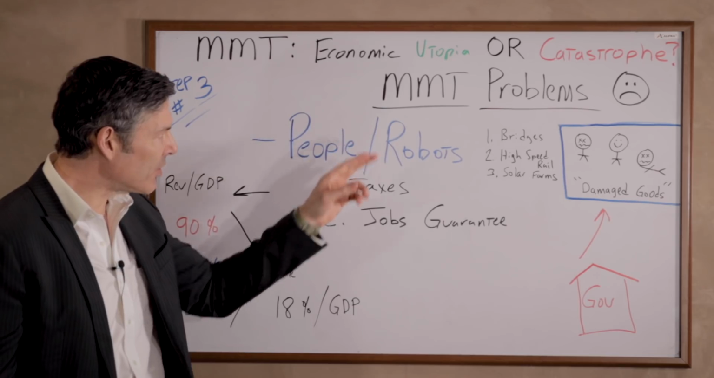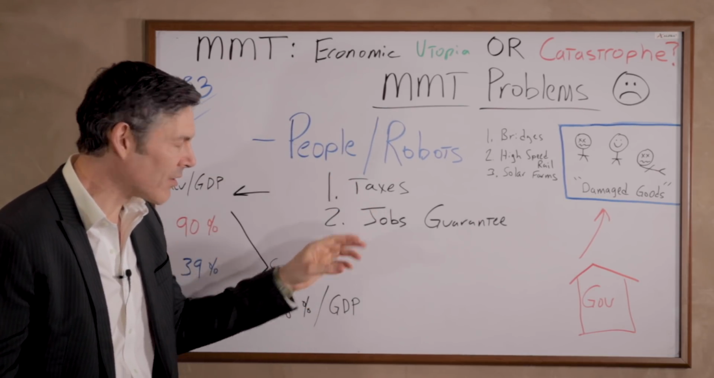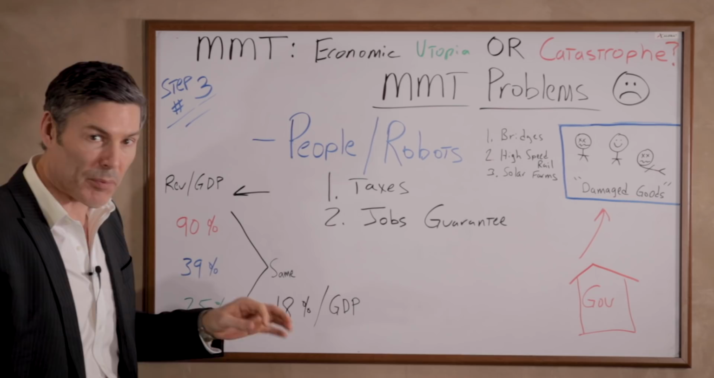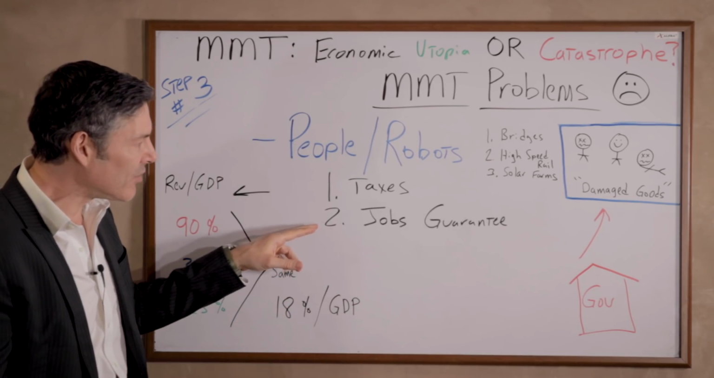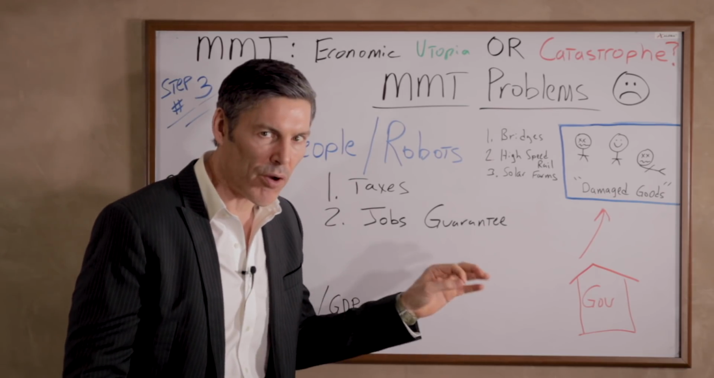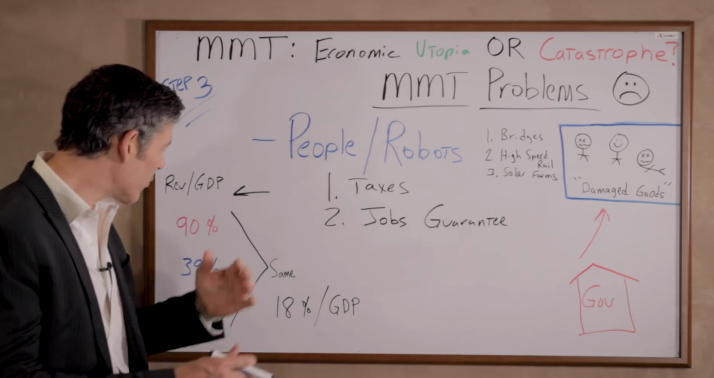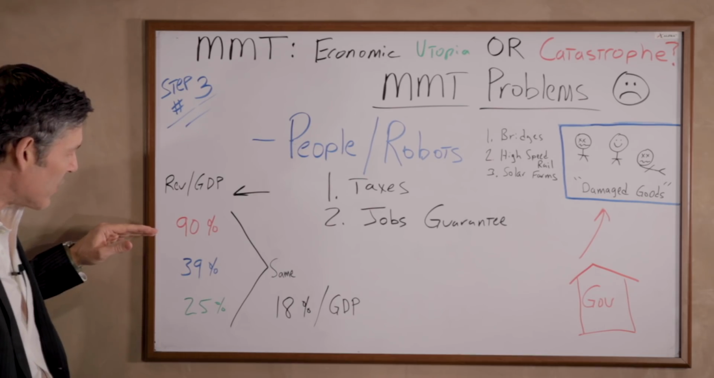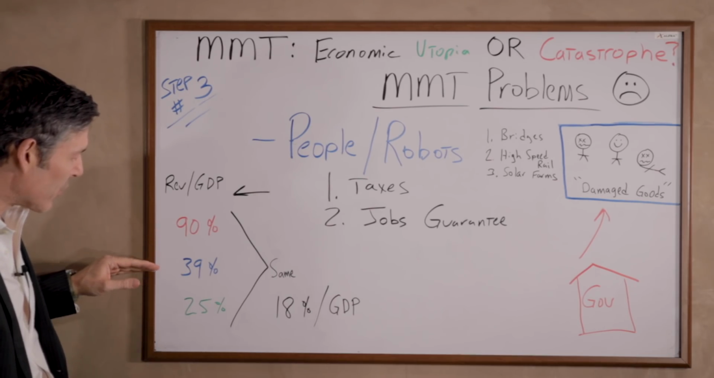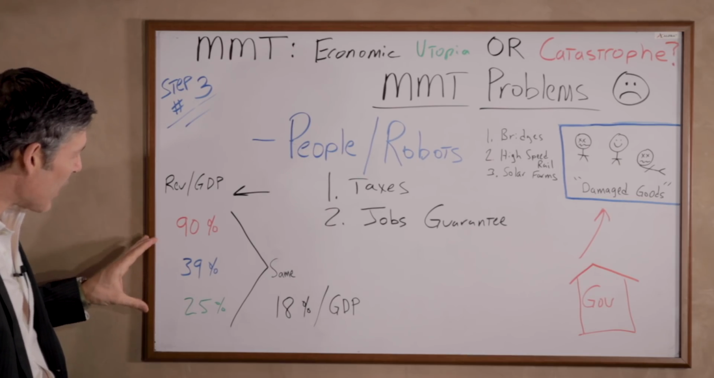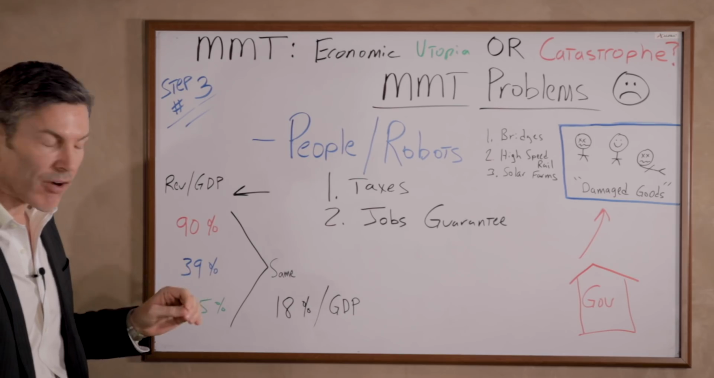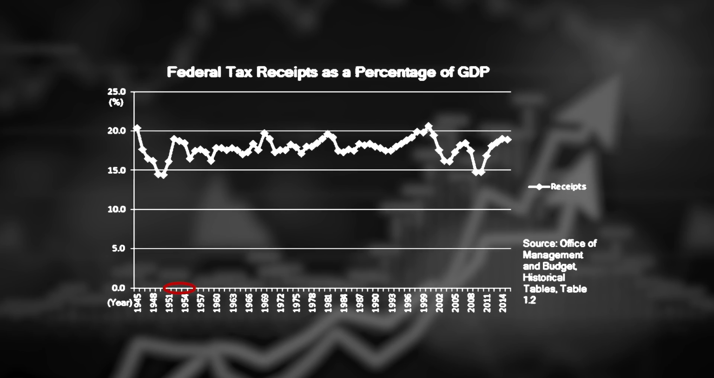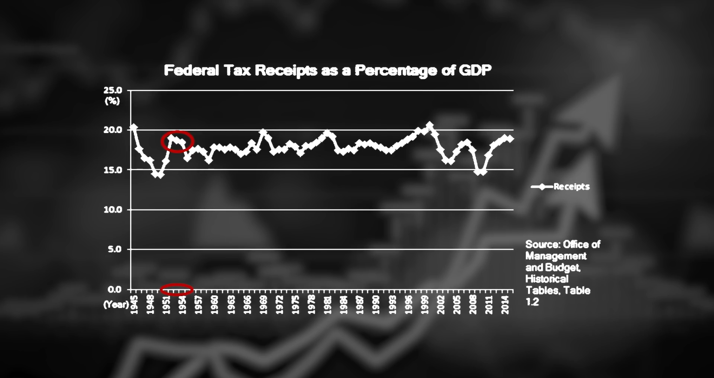The next problem is that MMT requires people to behave as robots. The critical components of MMT are that they're able to raise taxes at will, and people will still pay them, and that the jobs guarantee program produces a tremendous amount of productivity in the economy. But let's think this through. If we go back to the 1950s and look at the highest marginal tax rates, we see that they've ranged from 90%, 25%, to maybe 39% that we have now. And if you compare that to the amount of revenue actually generated by tax receipts as a share of GDP, regardless of the highest marginal rate, it's always around 18%.